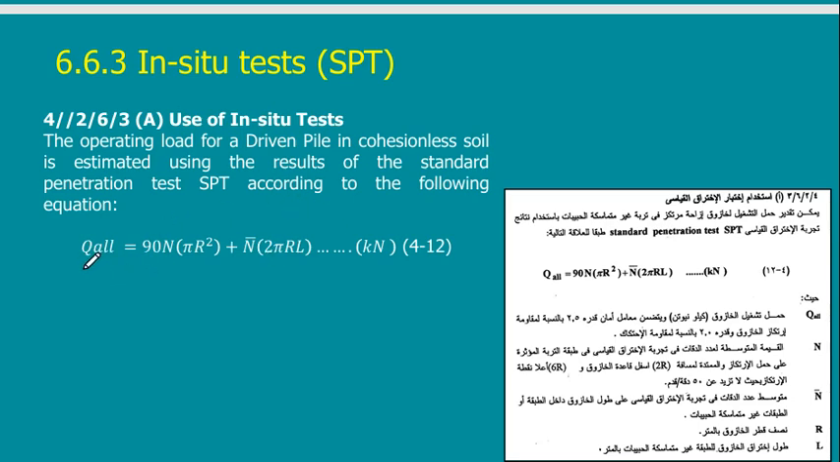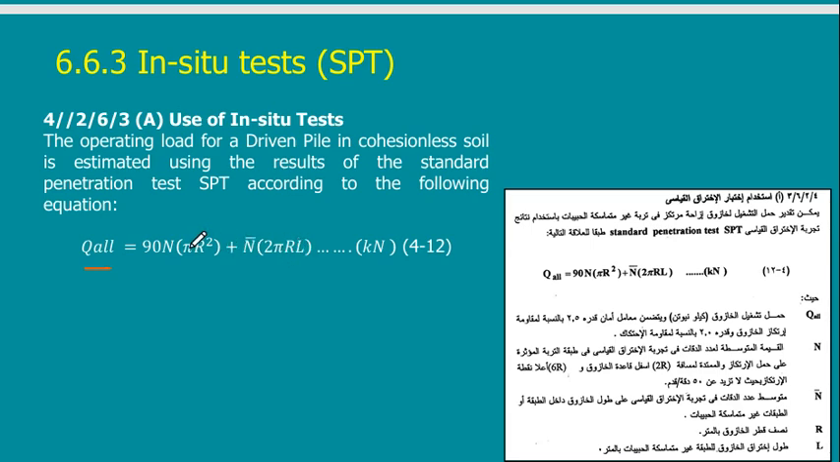The first thing I have to notice in this equation is that it gives me directly Q allowable, not Q ultimate. So this is the allowable. Don't divide by a factor of safety. So this is the equation. There is a part of the equation that is multiplied by pi r squared. So this is the area of the pile. And there is another part that is multiplied by the area of the sides.